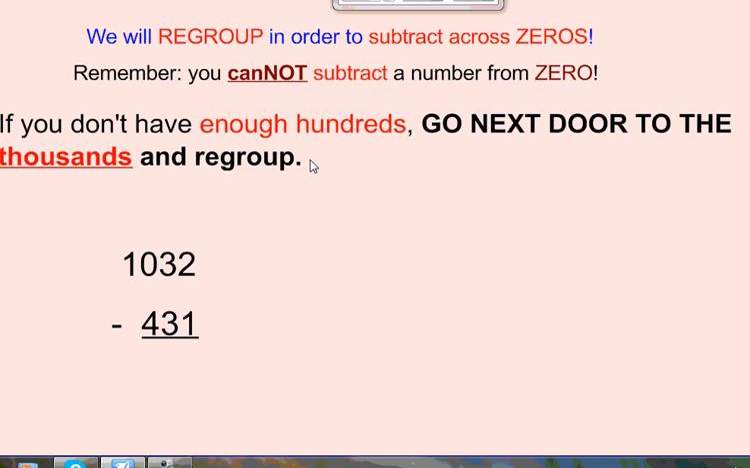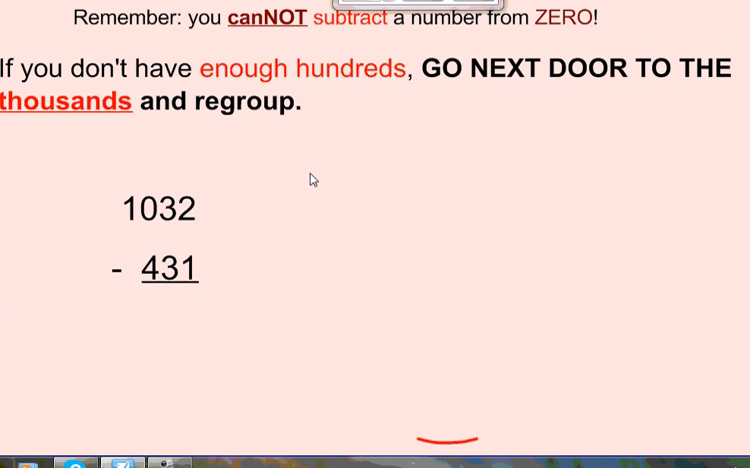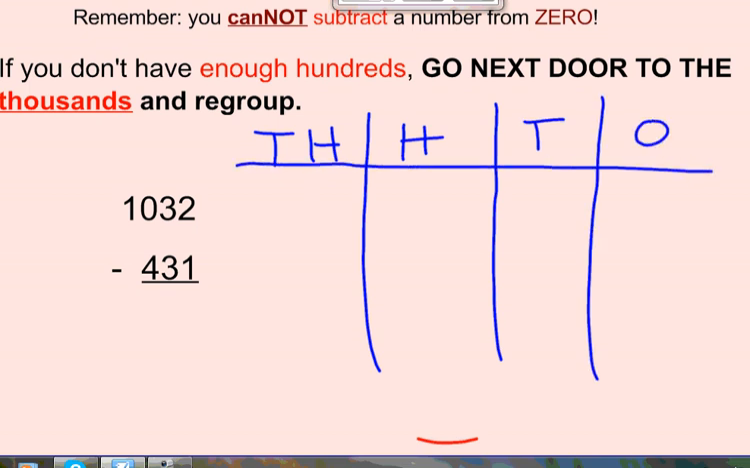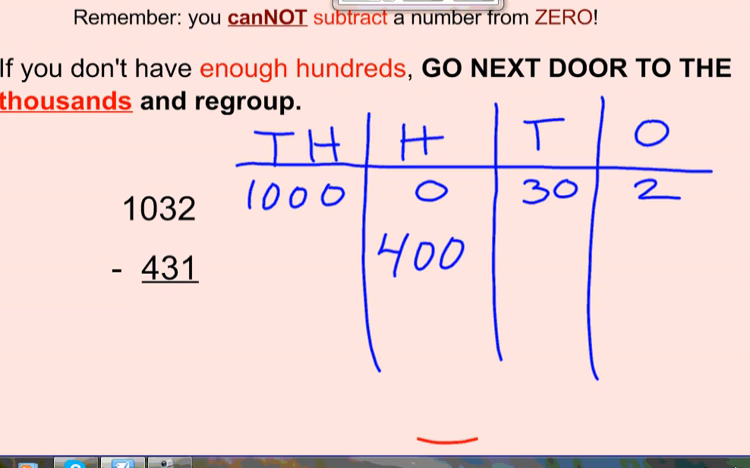So here's another problem with the thousands place. They learned to organize their problem by having a TH for thousands, H for hundreds, an O, whoops, forgot my tens, T for tens, and an O for ones. So they can expand 1032. They have 1000, 0 hundreds, 30 in the tens, and 2 ones. And then no thousands in 431. They have 400, 30, and then 1.